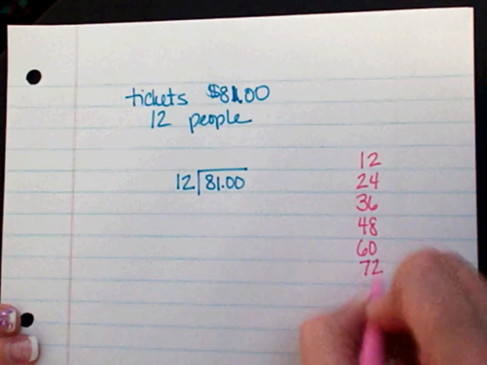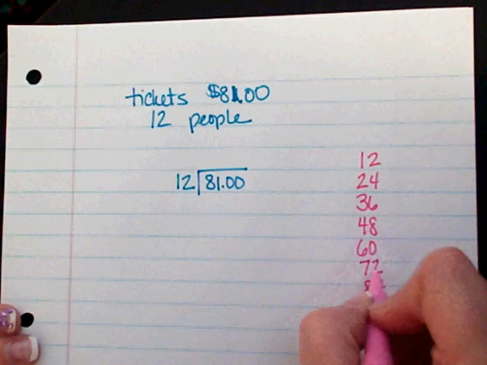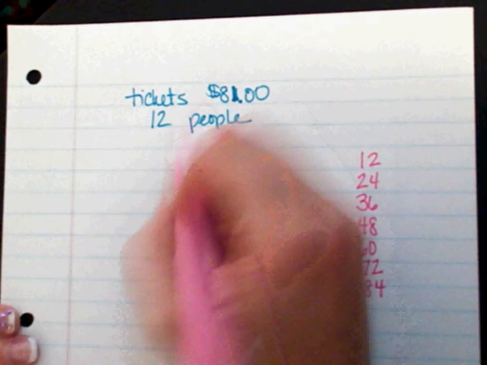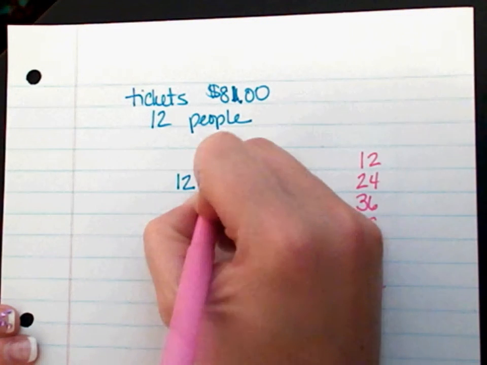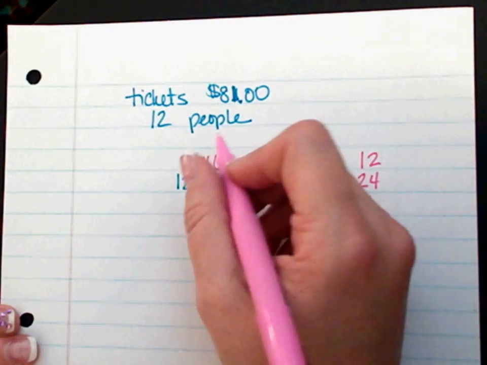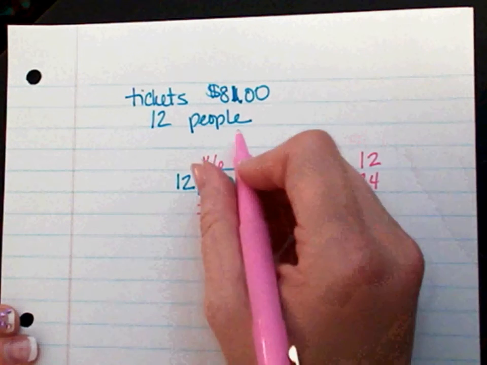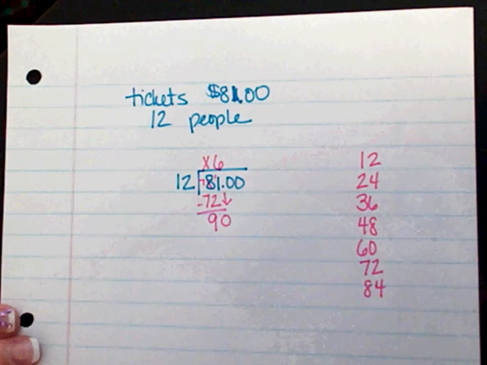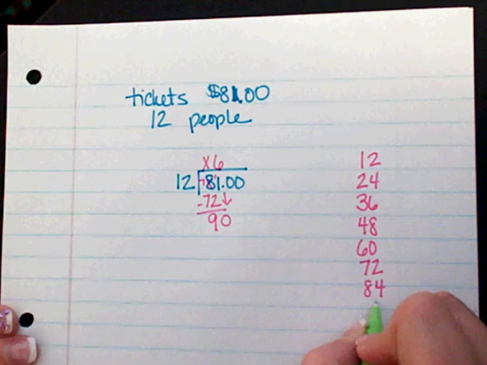If you do not know your 12s, you could go over to the side and write them down: 12, 24, 36, 48, 60, 72, 84, and I've already passed 80. So I'm going to go back 1, 2, 3, 4, 5, 6 12s. It did not go in 8, but it went in 81 6 times. 6 times 12 is 72. Subtract, 9, bring down my 0. Now I'm looking at 12 into 90.